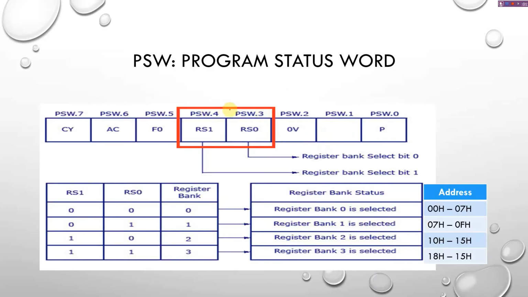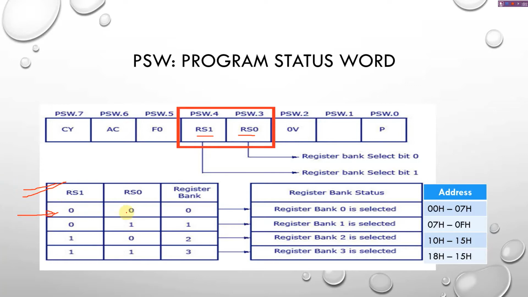Next are your PSW.3 and PSW.4, which are dedicated to the register bank select 0 and register bank select 1 bits. These are used to select the register bank out of the 4 register banks available, as we have already discussed. By default or on reset, register bank 0 is selected, and if the requirement of the program is such that other register banks are needed, then these bits are used and the bank is selected as per the truth table.